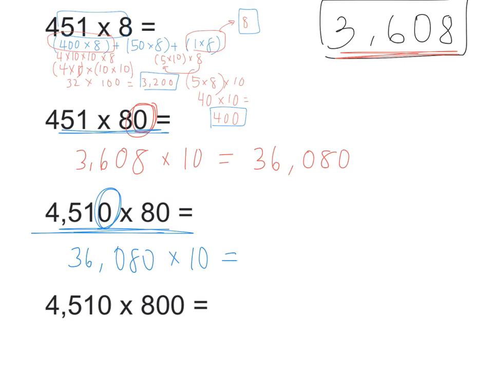Tara? 36,000. Yeah, the answer would be 360,800. Good. Okay. Jack says he has a trick.